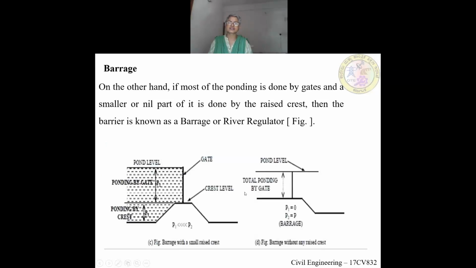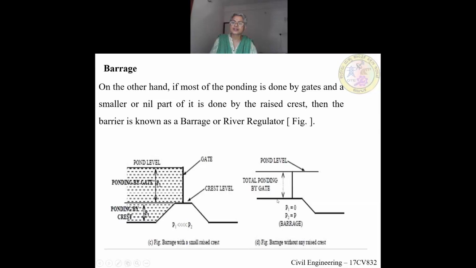You can see in this picture, this is the gate, whereas the weir height is very small. The water ponding by the crest level of the weir, or you can say the obstruction wall, will be very less. So here P1 is very much less compared to P2. P2 is the ponding by the gate. If you adjust the gate level, you can regulate the flow of water towards the downstream side.